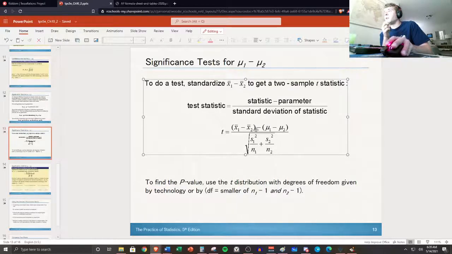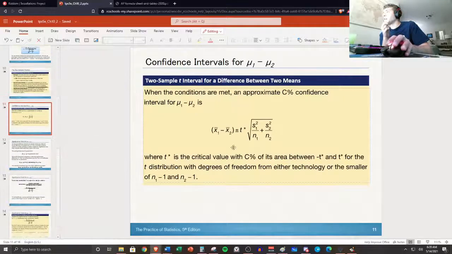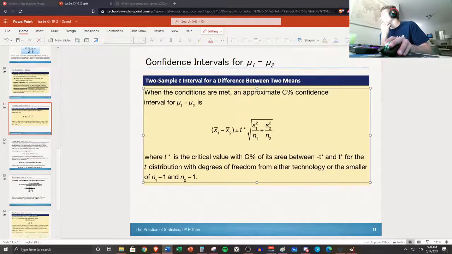So this is our overall, actually that's for significance tests. We don't actually need that right now. We just need to find the standard error. So let's go ahead and do that.